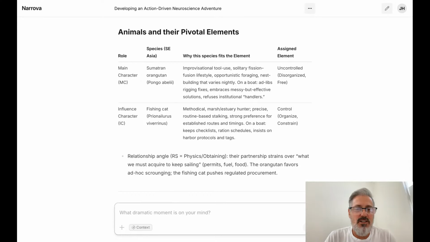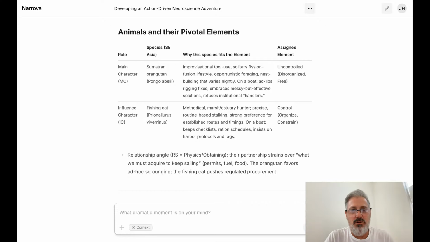Species: Sumatran orangutan. Why the species fits this element: improvisational tool use, solitary fish and fusion lifestyle, opportunistic foraging, nest building that varies nightly. On a boat, ad libs rigging fixes, embraces messy but effective solutions, refuses institutional handlers. So this character would embody that element of uncontrolled. And in essence, part of the story is you're just comparing these two approaches to resolving conflict. Is uncontrolled the best way to go about things, or is control the best thing?